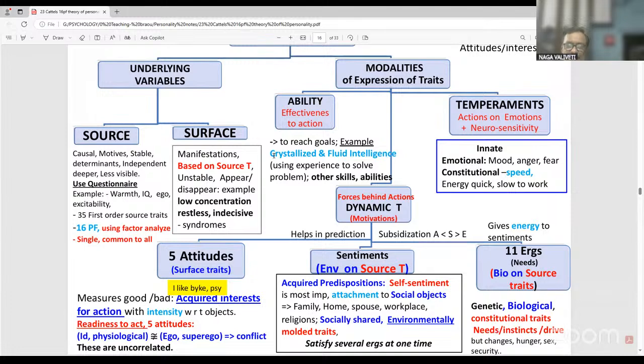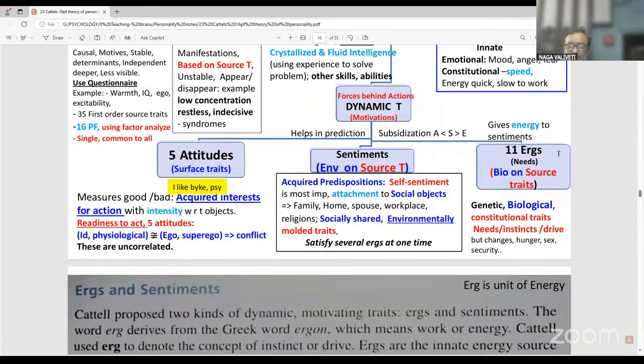What is the primary ability? It is crystallized and creative, knowledge-based intelligence, which are important elements of these abilities in order to give effectiveness to our actions. Again, he says that these actions depend on the emotional sensitivities. Emotional parts here are innate: mood, anger, fear, other things you will determine. And constitutional traits, he told, are nothing but the temperamental part of neurosensitivity. How fast you do the work, how quickly you do it, how neatly you do it, this is part of the temperament. Then motives, motivation, there are three types of motivations.